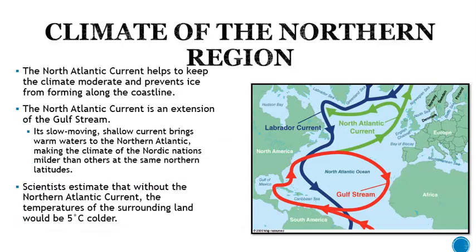I'm going to talk about the North Atlantic current again because you will see this on a future assessment. It's important to know that the North Atlantic current helps to keep the climate moderate and prevents ice from forming along the coastlines of the northern European nations. The North Atlantic current is an extension of the Gulf Stream. Its slow-moving, shallow current brings warm waters to the North Atlantic, making the climate of the Nordic nations milder than others at the same northern latitudes. Scientists estimate that without the North Atlantic current, the temperatures of the surrounding land would be 5 degrees colder.